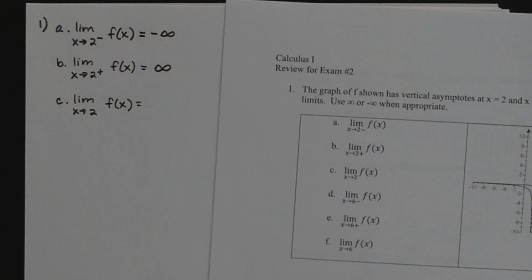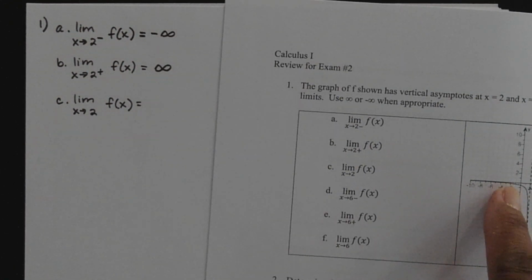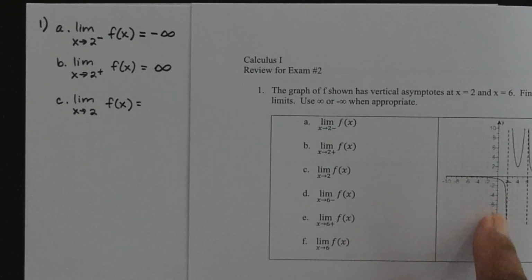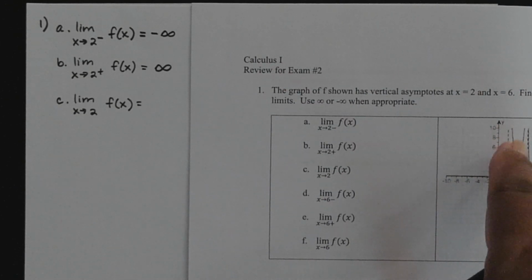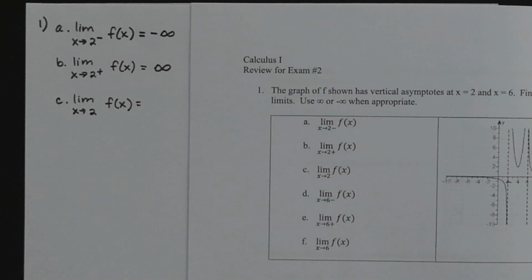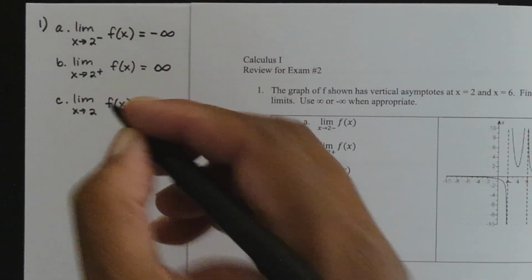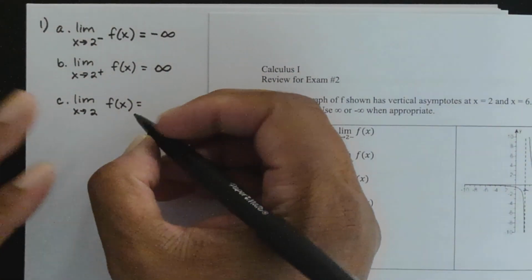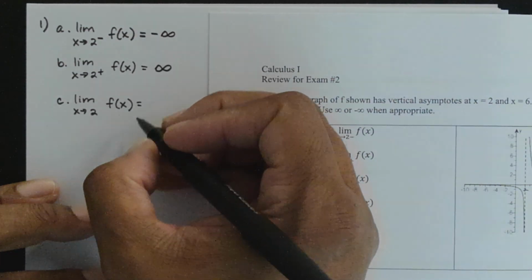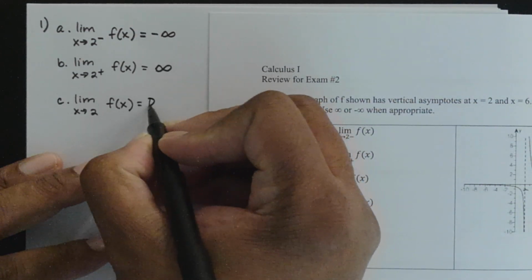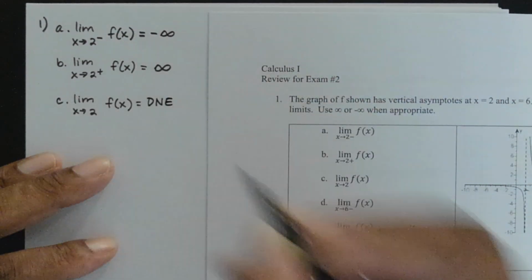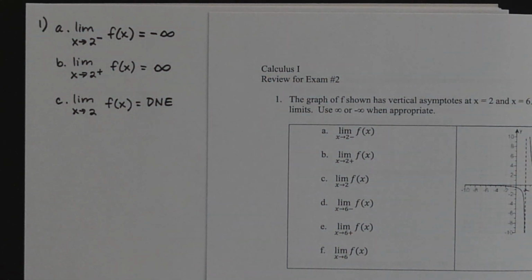All right. Now in this case, since to the left of 2 it's going to negative infinity, and to the right of 2 it's going to positive infinity, it's going in 2 different directions here. So when we let x approach 2 for the limit of f of x, does not exist. Okay? Does not exist. All right. Questions about parts A, B, or C?